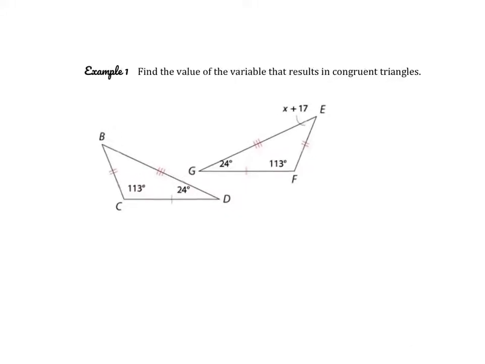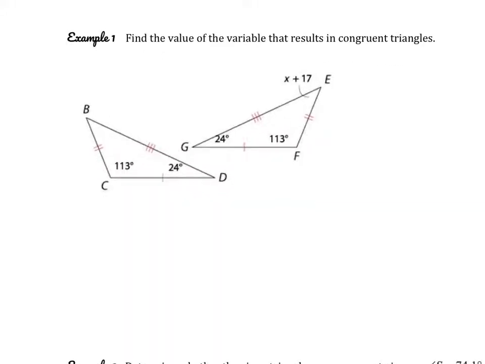Okay, let's see if we can use CPCTC to help us answer this first problem. It says find the value of the variable that results in congruent triangles. So we would like our two triangles to be congruent. Let's start by matching up the corresponding parts.